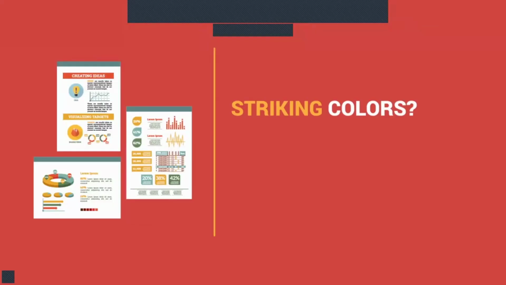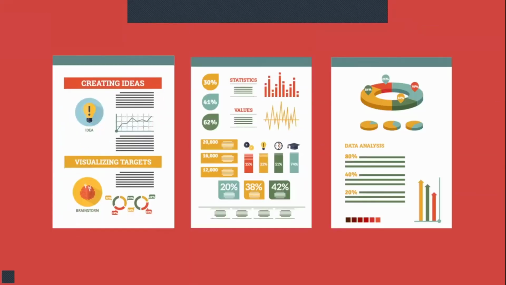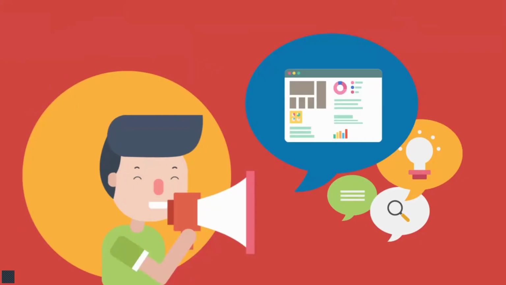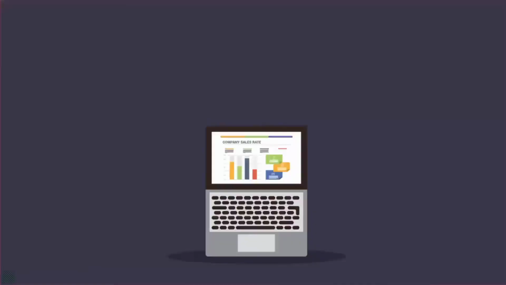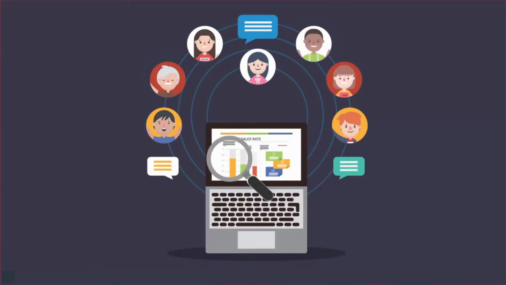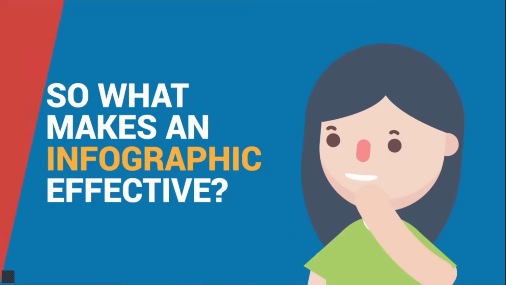What it takes to create a unique and engaging infographic? Striking colors, neat typography, sensational headlines? There are so many roads that your infographic could go down. At its core, an infographic is supposed to be a quick and easy way of conveying information to your audience. It should visually appeal to the audience, convey essential data, build awareness, and maybe even generate leads if you're using infographics for business purposes. So, what makes an infographic effective?